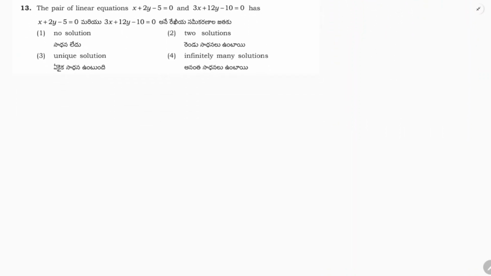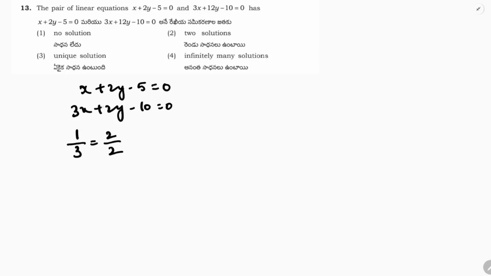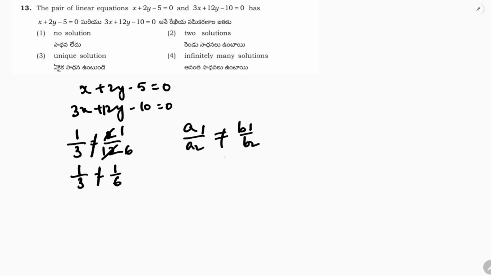The pair of linear equations has, okay, we need to tell what type of lines. So first equation is x plus 2y minus 5 equals 0, and 3x plus 2y minus 10 equals 0. So 1 by 3, 2 by 2. Sorry, it's 12. 1 by 3, 2 by 12. So 2 times 1, 2 times 6. So here only they are not equal. 1 by 3, 1 by 6. So a1 by a2 is not equal to b1 by b2.